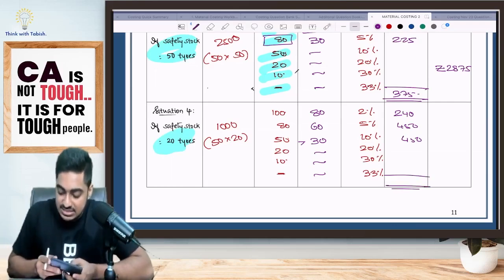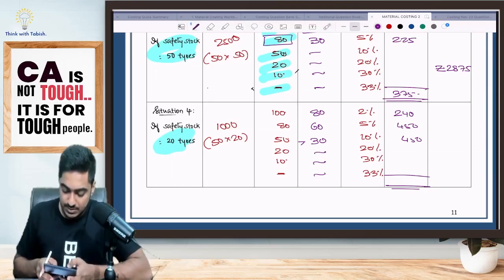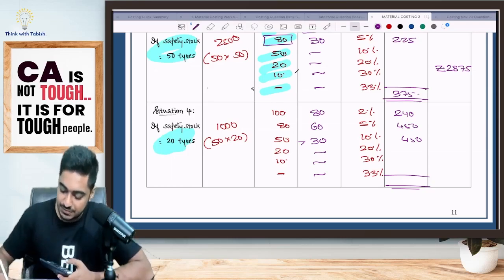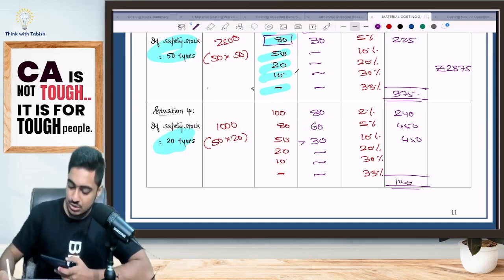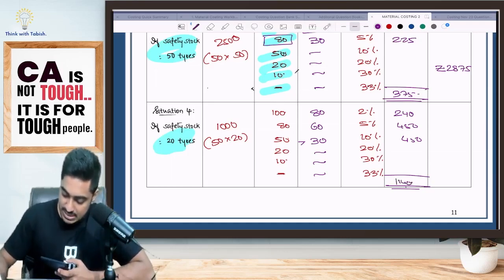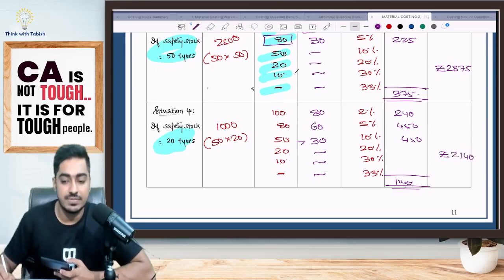Yes, there is a chance of 240 rupees. 450 plus 450, 900 plus 240. Is it 1140? Yes or no? So 1140 plus 1000. It will be 2140. Yes or no, everyone? Till here, is it fine?